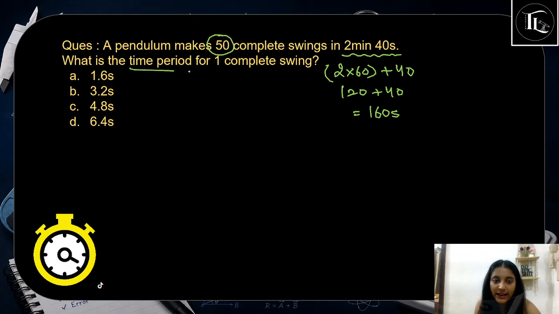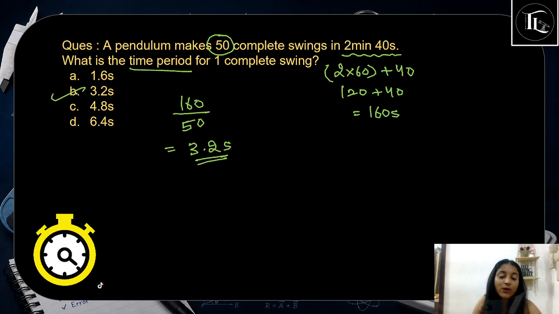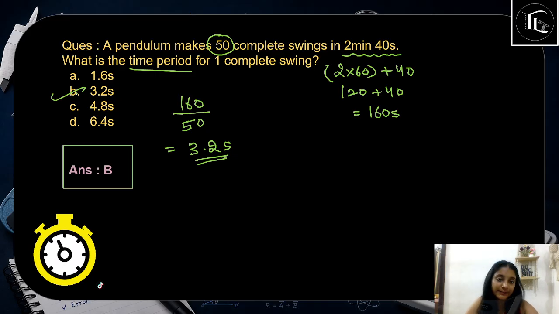So how do we calculate the time period? It will be 160 divided by 50. That comes out to be 3.2 seconds. So the answer is option B here. I hope it is clear. It will always be the total time divided by the number of oscillations, that is 50 in this case.